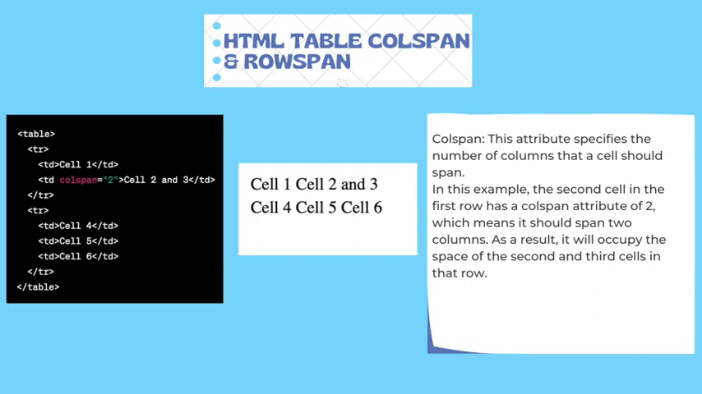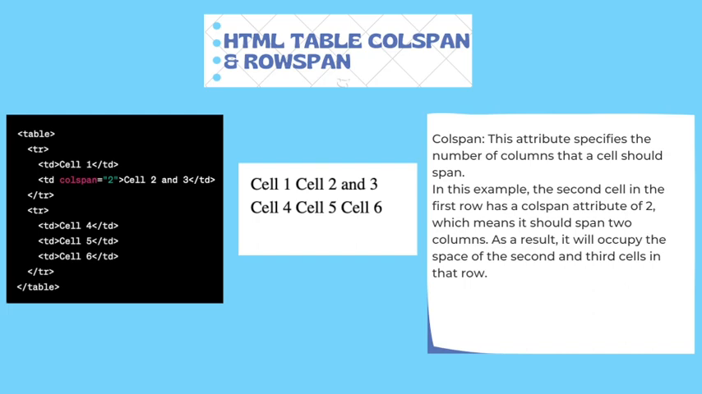The attribute specifies the number of columns that a cell should span. It is known as colspan. So the code is: table, tr, td cell 1, td colspan equals 2, cell 2 and cell 3, td close, tr close, and following is the content of the table, and finally we are closing the table by using /table.